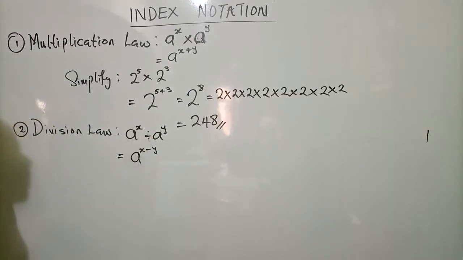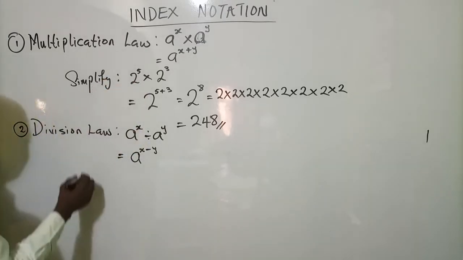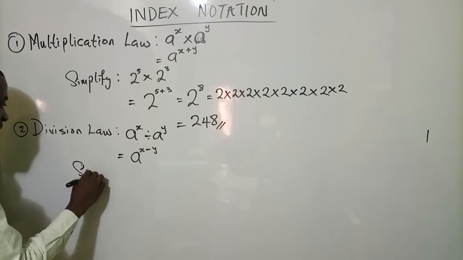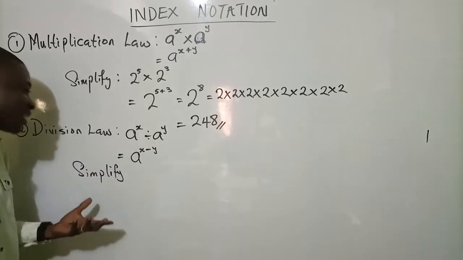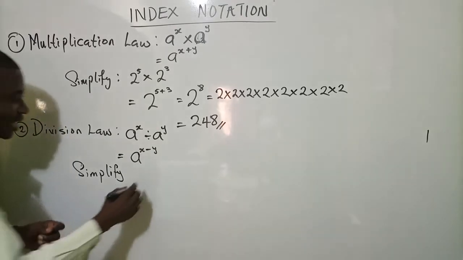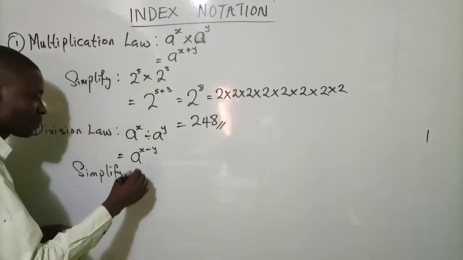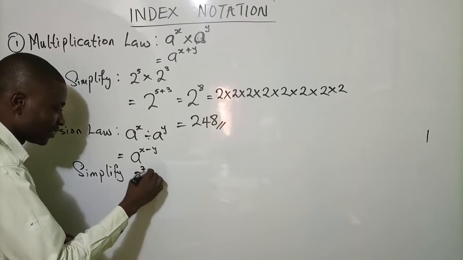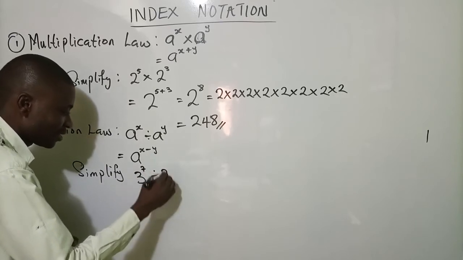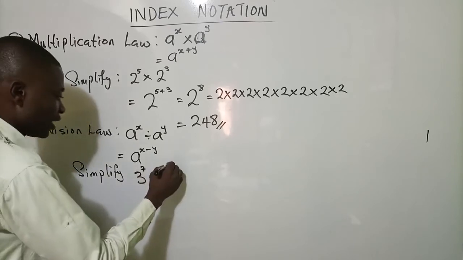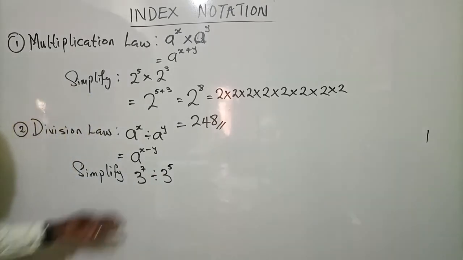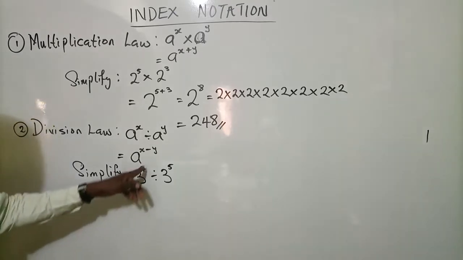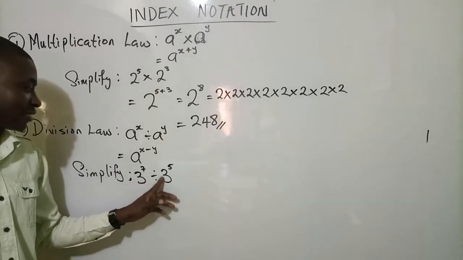So how do we apply this? The same thing, just like what we do here. For instance, you have a question like this. Now, the question says that you should simplify. What number should you choose now? Okay, let's say simplify 3 raised to the power of 7 divided by 3 raised to the power of, let's say, 5. Yes, simplify 3 raised to the power of 7 divided by 3 raised to the power of 5.